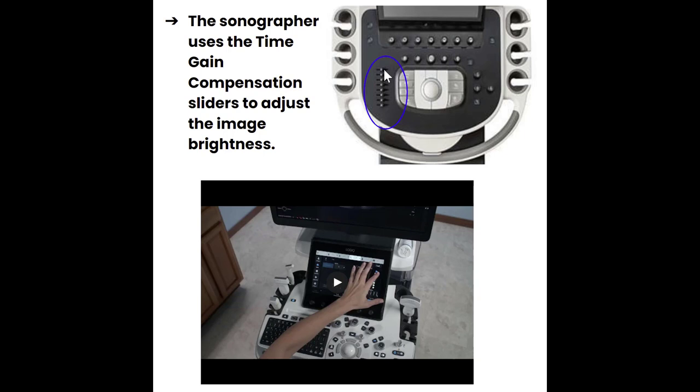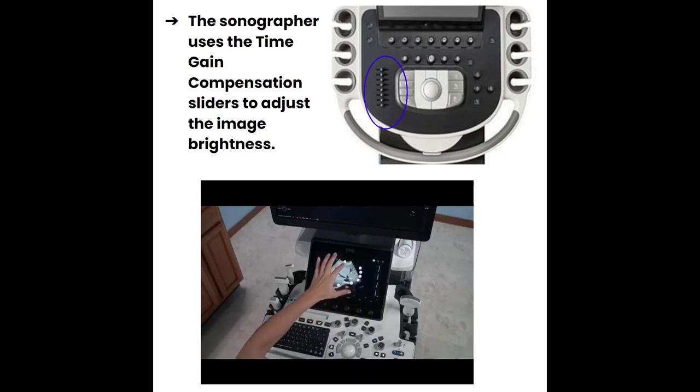For example, this one has 8 TGC sliders. So if you're imaging to a depth of 8 centimeters, each slider is responsible for 1 centimeter of the image. If you're imaging down to 16 centimeters, each slider is then responsible for 2 centimeters of the image. When you slide these sliders to the left, you are decreasing the gain at that level, making the image darker at that level. And when you slide them to the right, you are going to make that area of the image brighter. So a lot of machines do have these physical sliders on them, but some newer machines have sliders that look like this, where you can touchscreen adjust them.